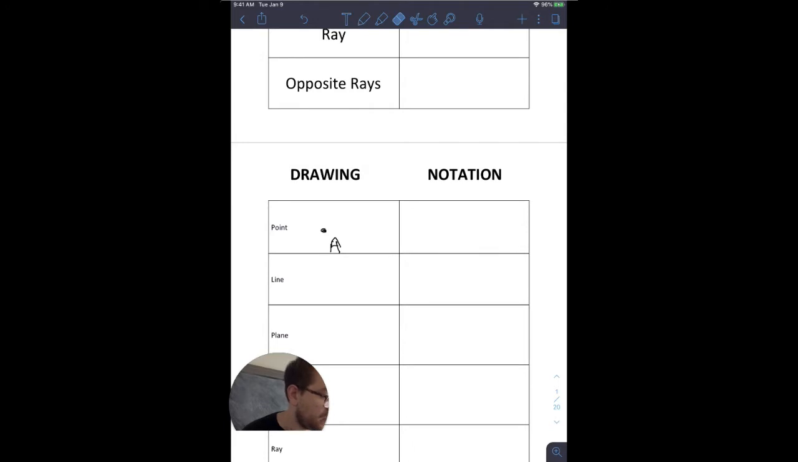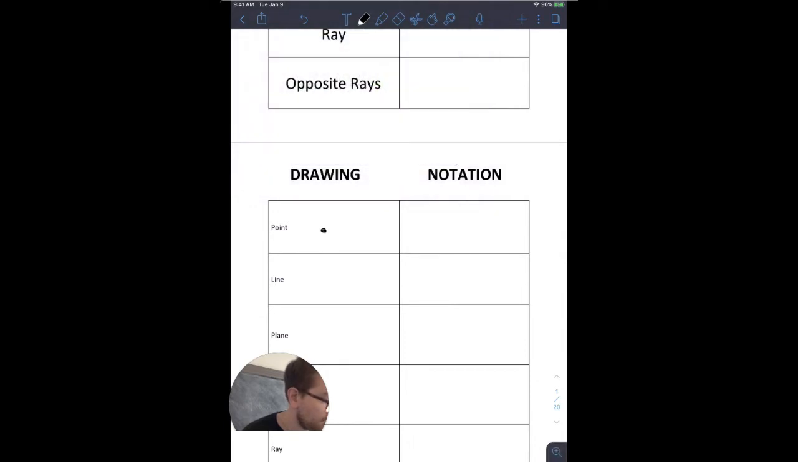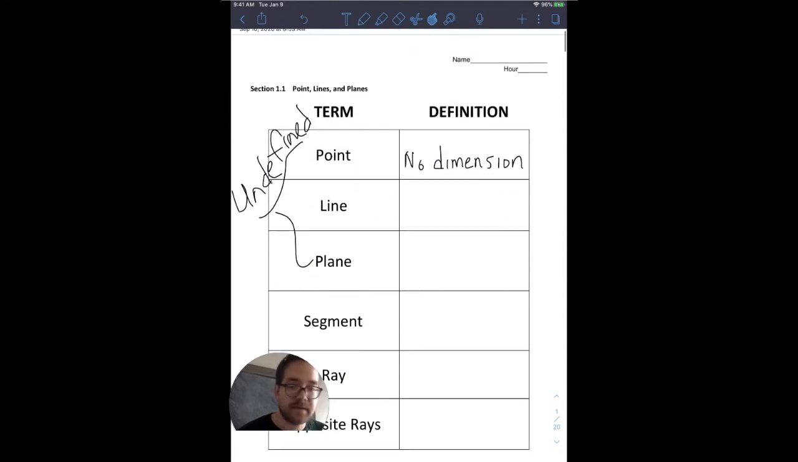It's going to be point A. And the notation we would use if we were writing that out would be point A. That's how we would say that. And so that has no dimension because it's just that single point. Let's go back to a line.